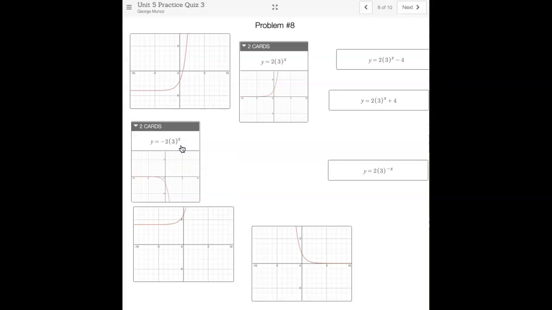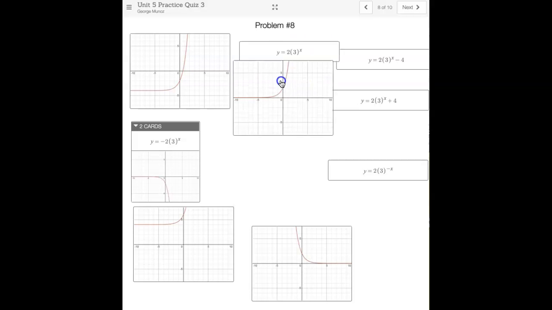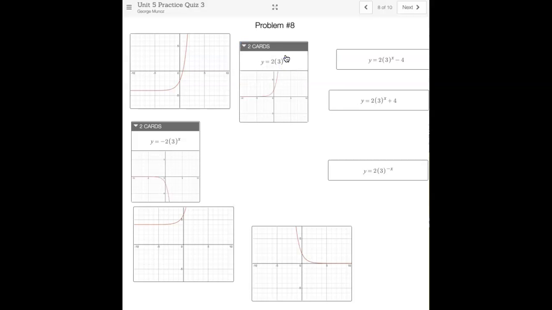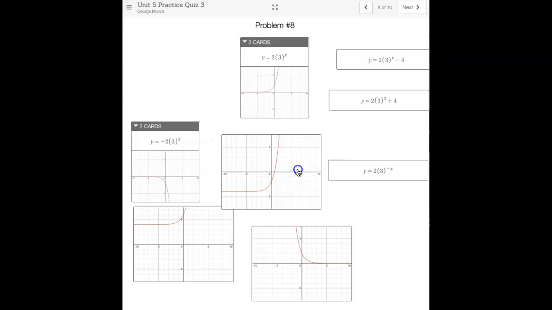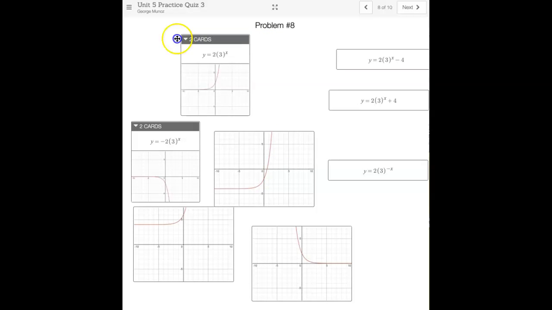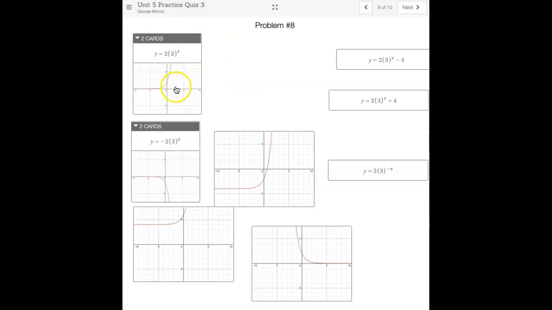So those go together. Now back to, let's call this our parent graph. This is our parent. I'm going to put the parent graph up in this corner here, and then from there, I'm just identifying what makes the graph do certain things. So making the 2 a negative will make the graph flip down over the x-axis like this, right? You see the equation, the 2's negative, and the graph flips down.